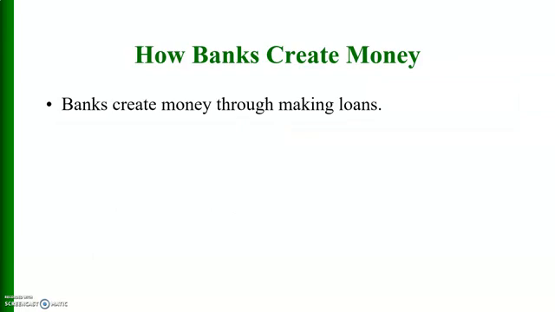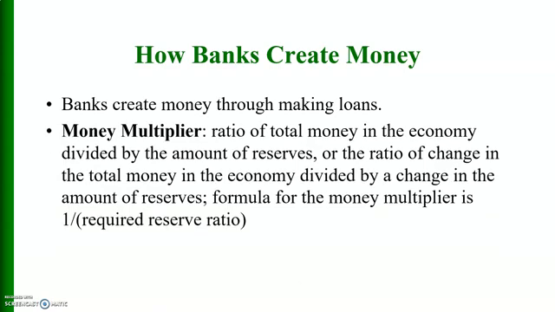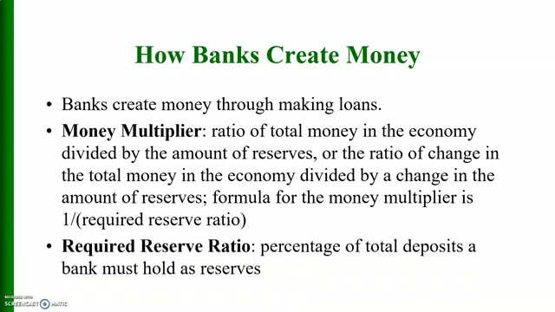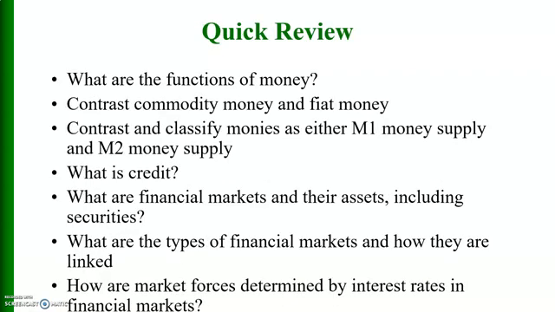How banks create money? Banks create money through making loans. Then there is the multiplier, the ratio of the total money in the economy divided by the amount of reserves, or the ratio of change in total money in the economy divided by a change in the amount of reserves. The formula for the money multiplier is 1 divided by the required reserve ratio. And the required reserve ratio is the percentage of total deposits a bank must hold as reserves.